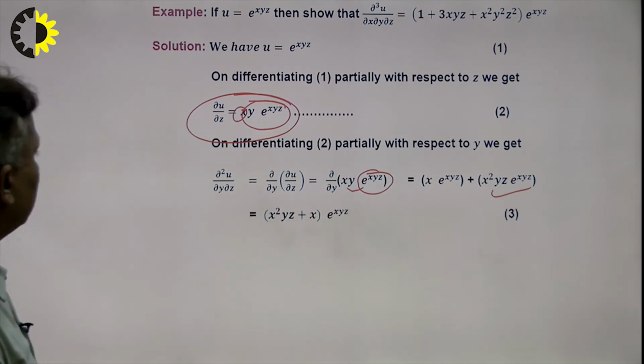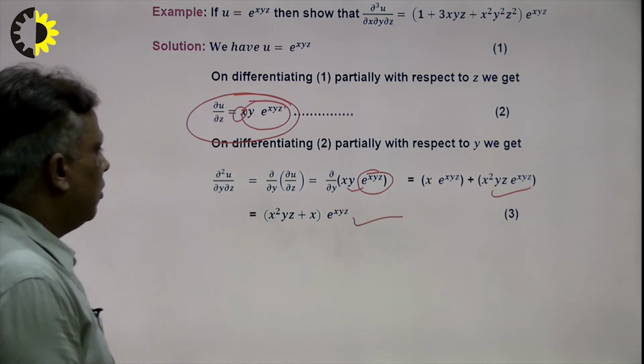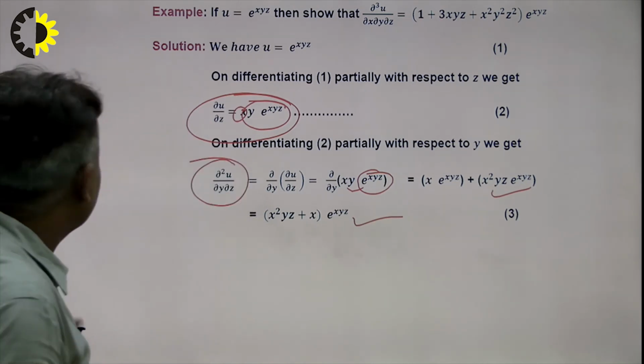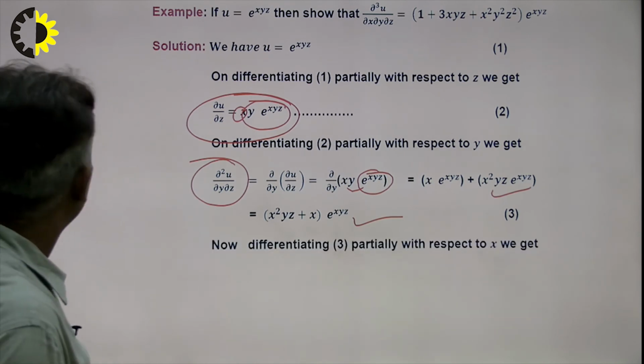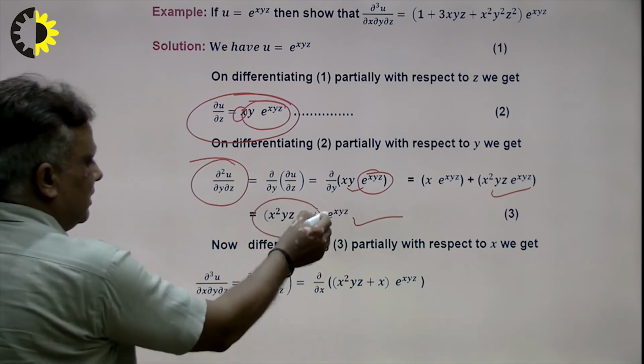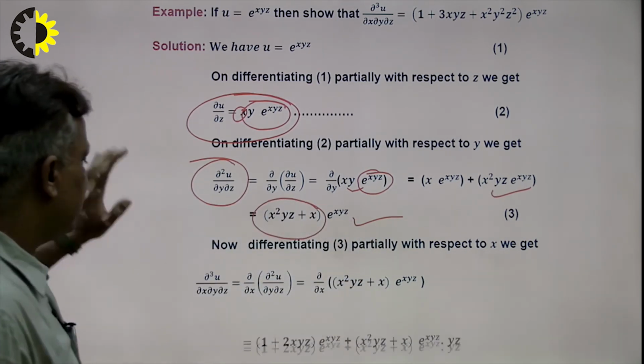Now, e raised to the power xyz is common, so I take it common. Now from this part, differentiate partially with respect to x. So how do we differentiate with respect to x here, and what will be the result? I apply the product rule, first this differentiation, and next this differentiation. How to differentiate here?